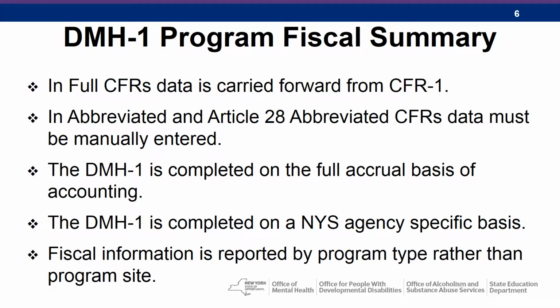DMH1: full, abbreviated, and Article 28 CFRs only, not required for mini abbreviated CFRs. In full CFRs, data is carried forward from the CFR1. In abbreviated and Article 28 abbreviated CFRs, data must be manually entered. The DMH1 is completed on a full accrual basis of accounting. The DMH1 is completed on a New York State agency-specific basis. Fiscal information is reported by program type rather than program site.